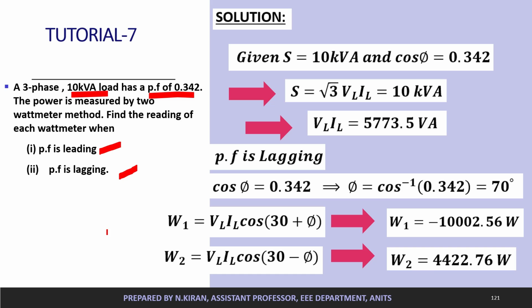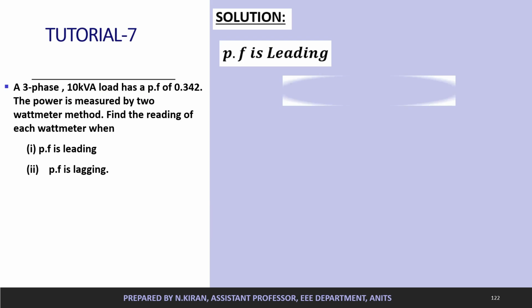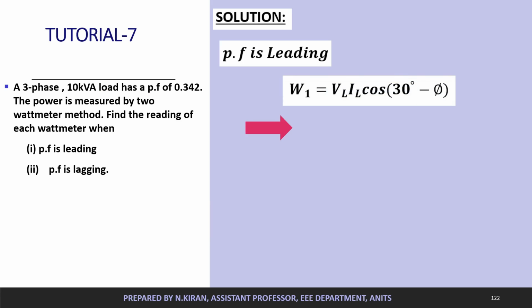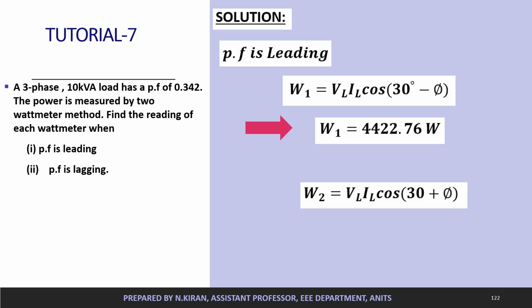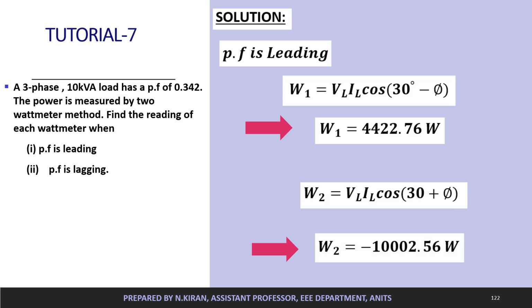Now assuming power factor to be leading, so here you can observe that if the power factor is leading, both the readings of wattmeter will get interchanged. That is W1 will be indicated by 30 minus phi and W2 will be indicated by 30 plus phi. So the values remain same. On substituting the values of phi as well as VL into IL will give me the reading of each wattmeter.